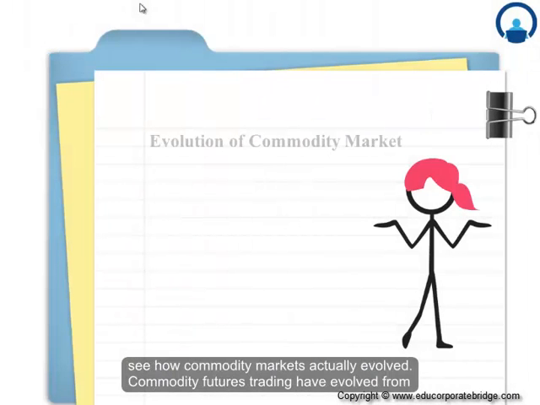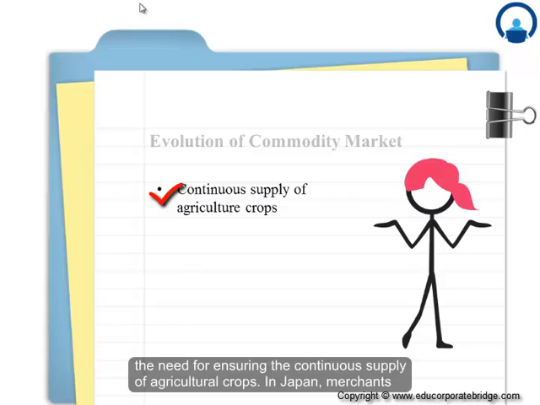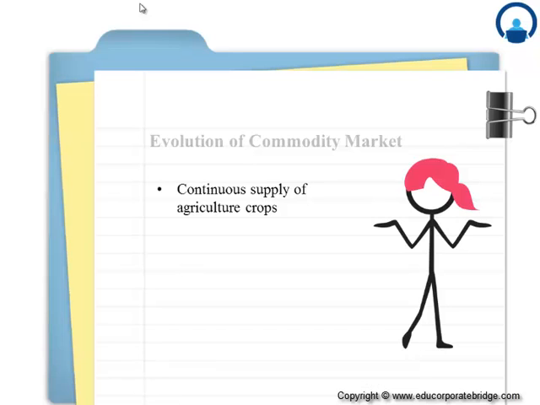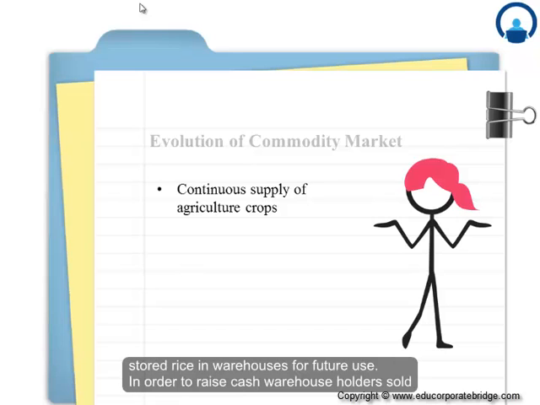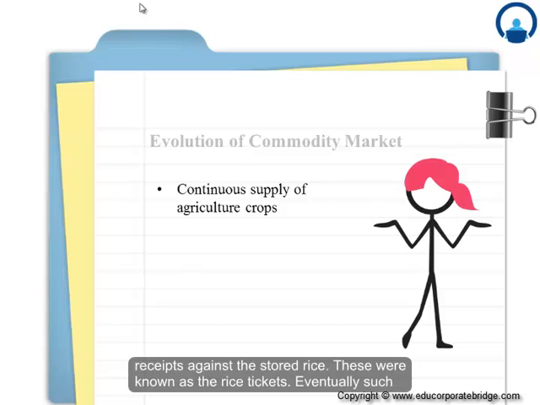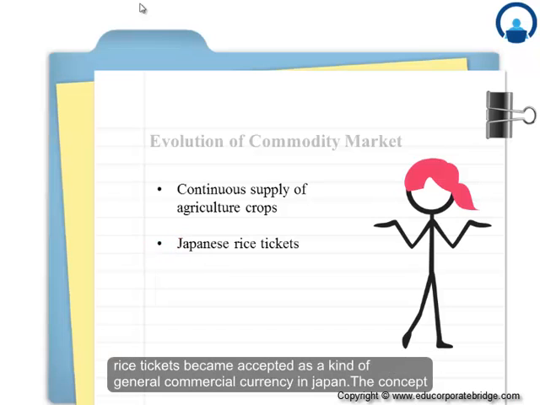Now let's see how commodity markets actually evolved. Commodity futures trading have evolved from the need for ensuring the continuous supply of agricultural crops. In Japan, merchants stored rice in warehouses for future use. In order to raise cash, warehouse holders sold receipts against the stored rice. These were known as the rice tickets. Eventually, such rice tickets became accepted as a kind of general commercial currency in Japan.